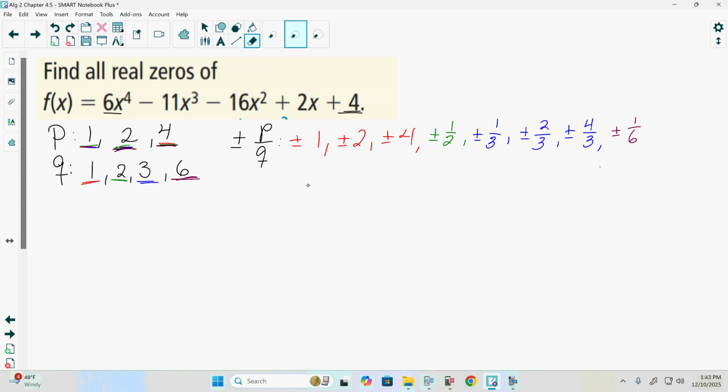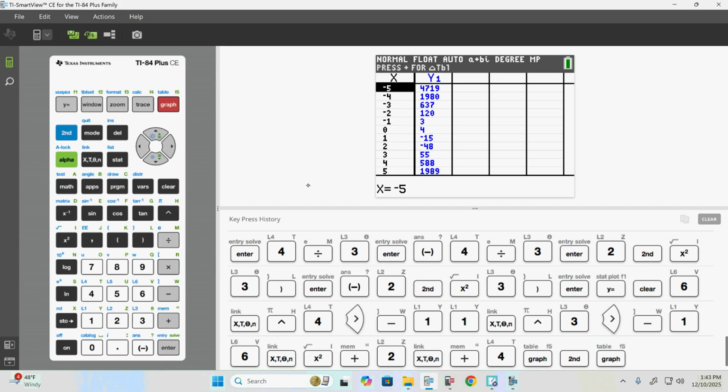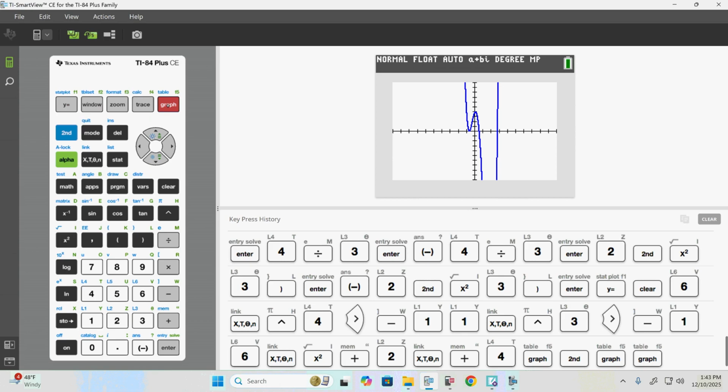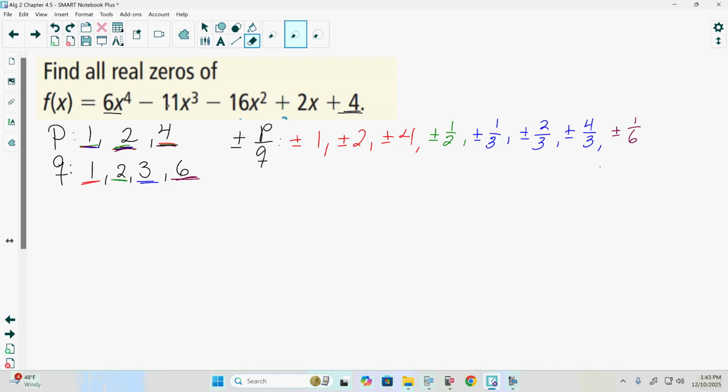So we have plus or minus 1, plus or minus 2, plus or minus 4, plus or minus 1/2, 1/3, 2/3, 4/3, and 1/6. And as we look back at the graph, positive 1, negative 1, positive 2, negative 2, and positive 4 and negative 4 are not solutions. They do not show up on the graph. They do not work. So we can remove those already.